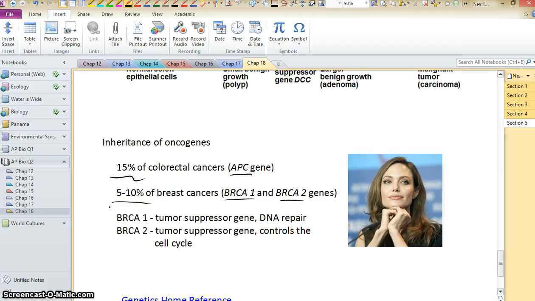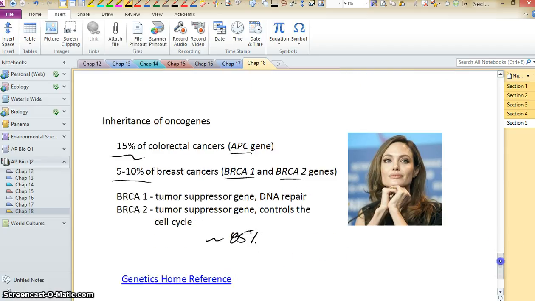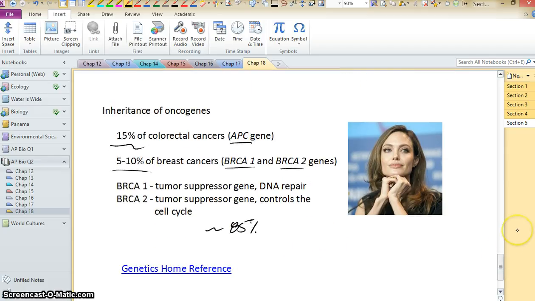oncogene form. So it's a cancer promoting form, and I remember hearing that they were saying she had about an 85% chance of having breast cancer. And so because of that, she had a mastectomy to remove that tissue, which essentially eliminates that chance. And so it was sort of a big deal at that time.